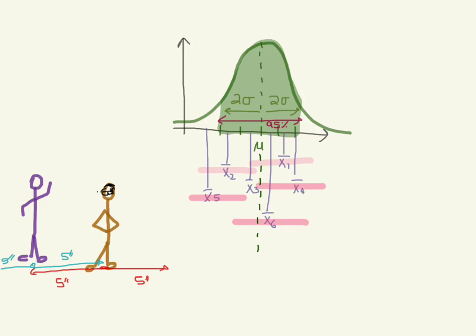So this is the basis of a confidence interval. We're going to say that 95% of the time, the population mean, the thing that we don't know, is within 2 standard deviations of the thing that we did calculate, which is our sample mean. So another way of saying this is that our confidence interval equals x bar plus or minus 2 times the standard deviation. And so this gives us our confidence interval.